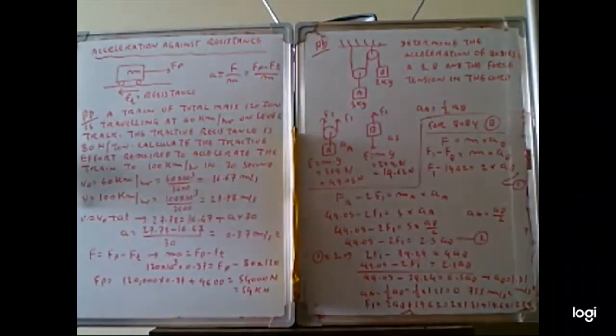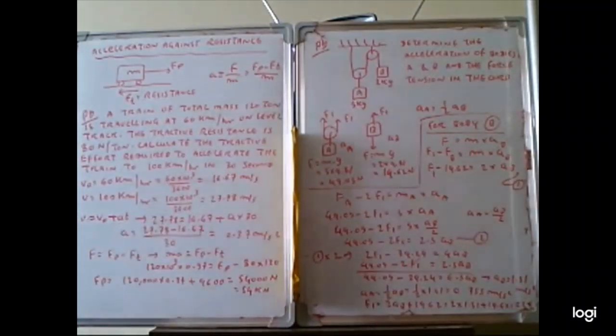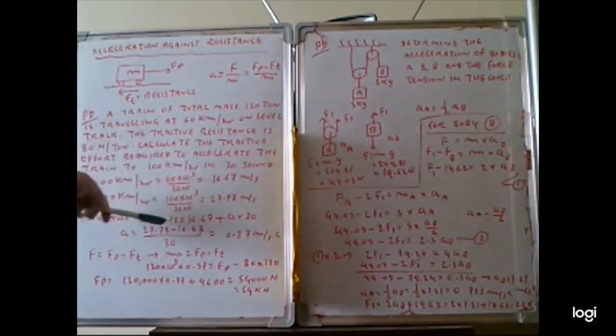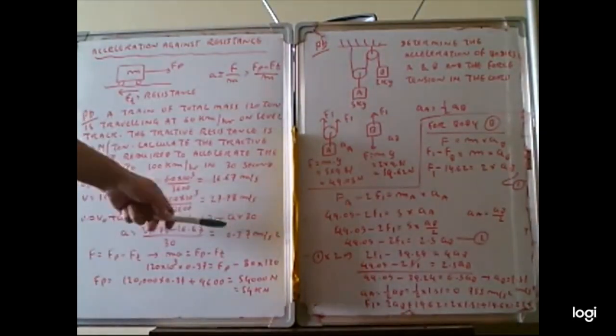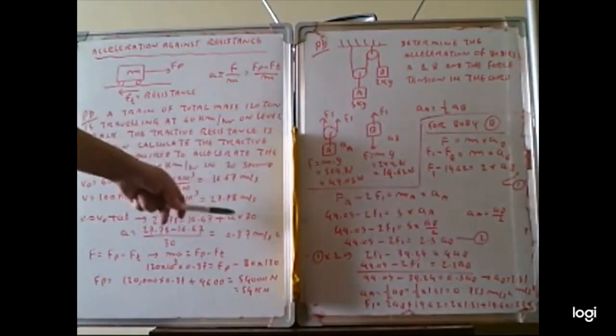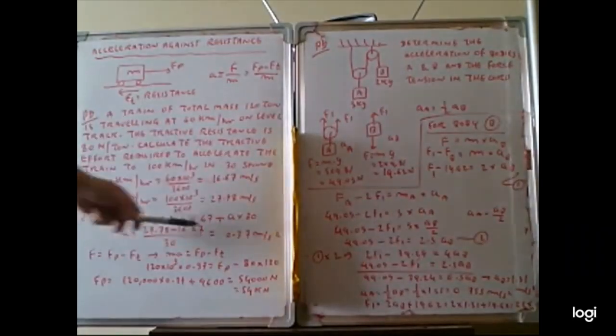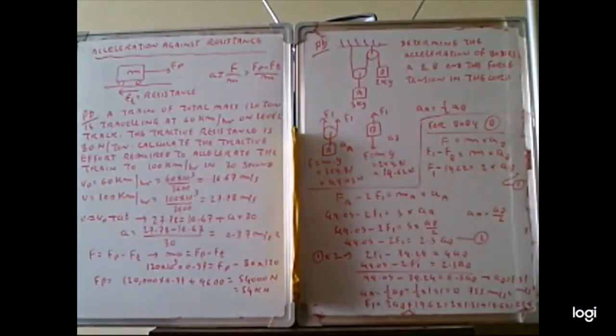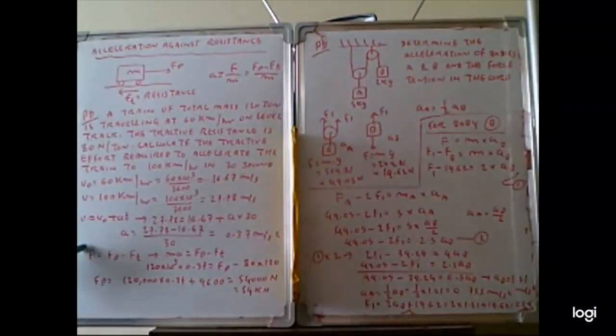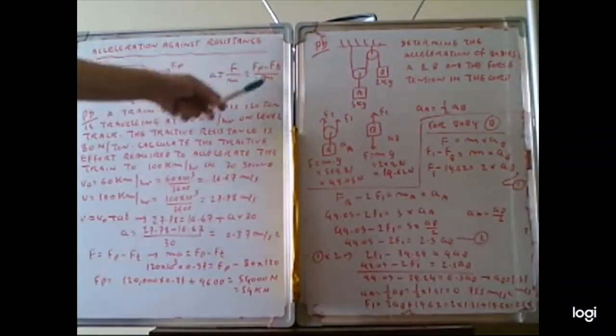So we want to calculate the acceleration. Then use the formula V equal to V0 plus AT. The final velocity V is 27.78, initial velocity V0 is 16.67, and in 30 seconds, so T is 30. By solving this one, A is equal to 0.37 meter per second square.